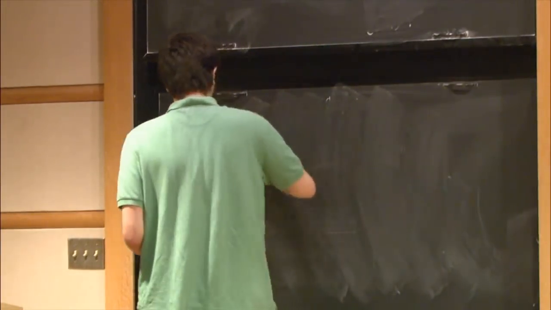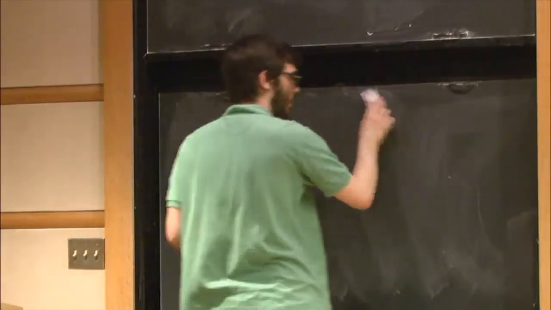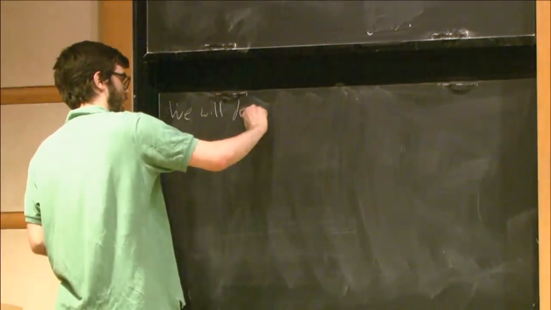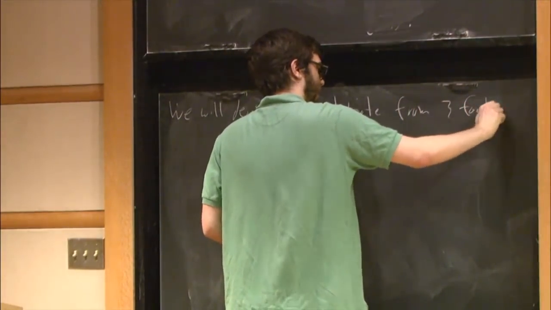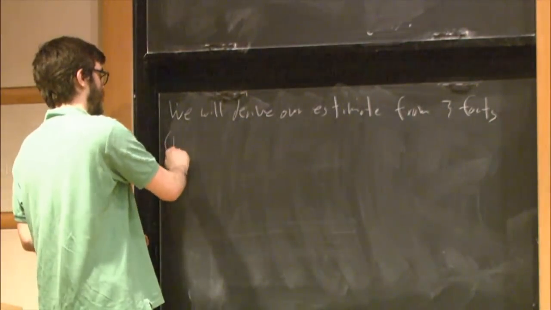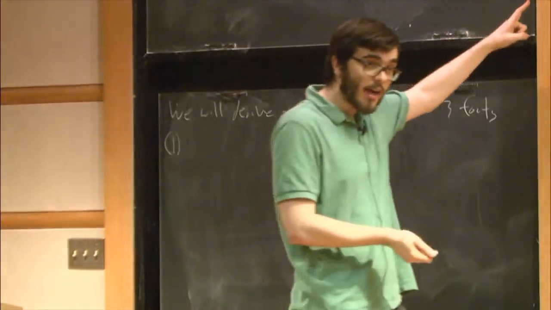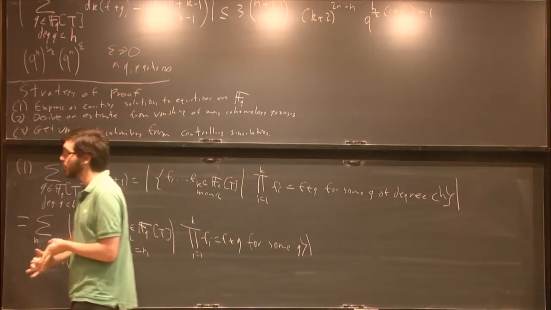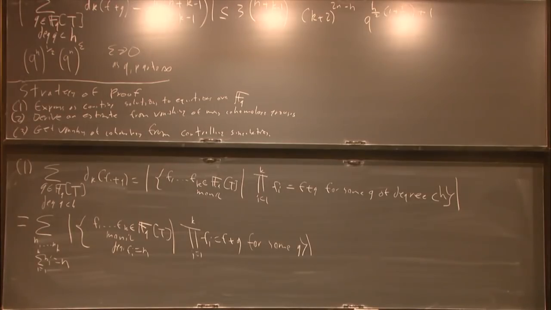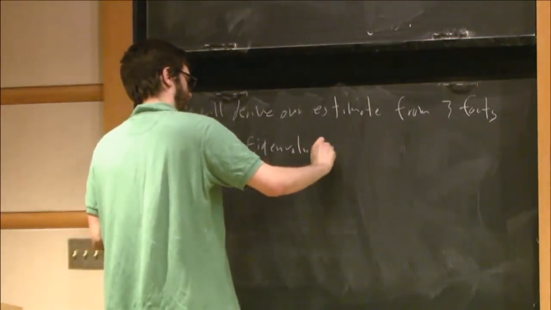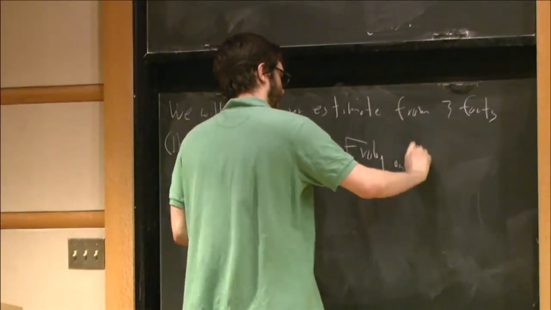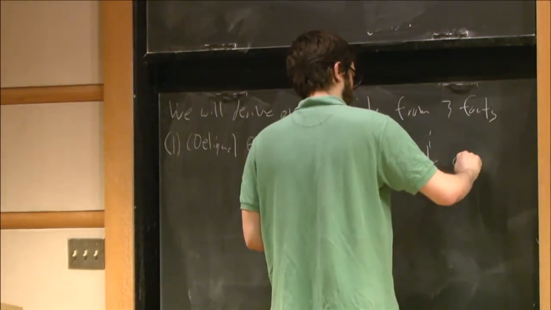So we will derive our point counting estimate from three facts. So the first one, so to control the trace of Frobenius acting on these cohomology groups, we have to control the eigenvalues of Frobenius, and we have to control the dimension. So the first one is from Deligne. We know the eigenvalues of Frob Q on Hi compact are at most q to the i over 2.